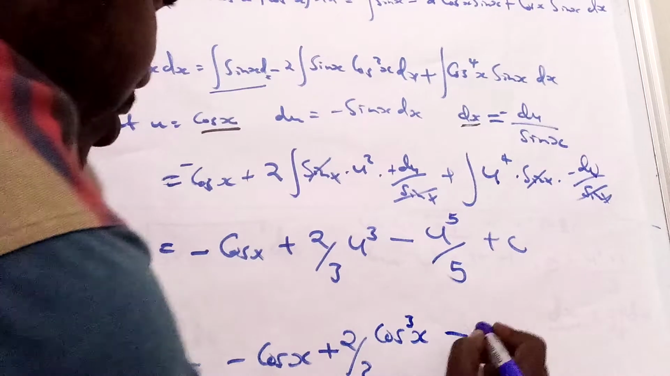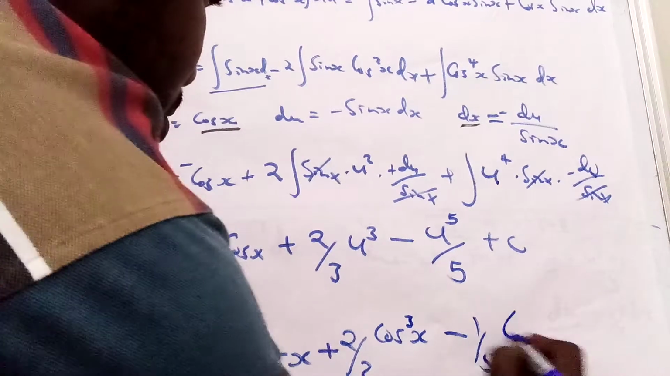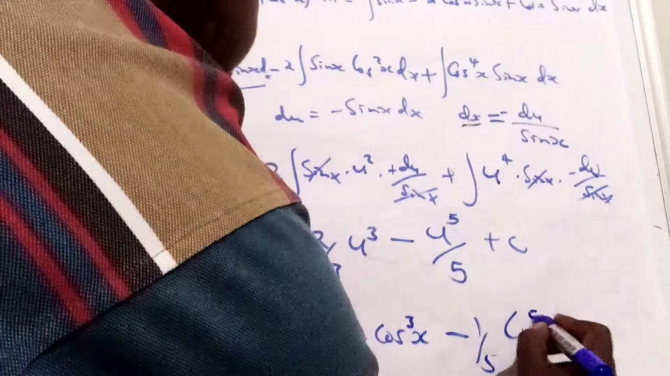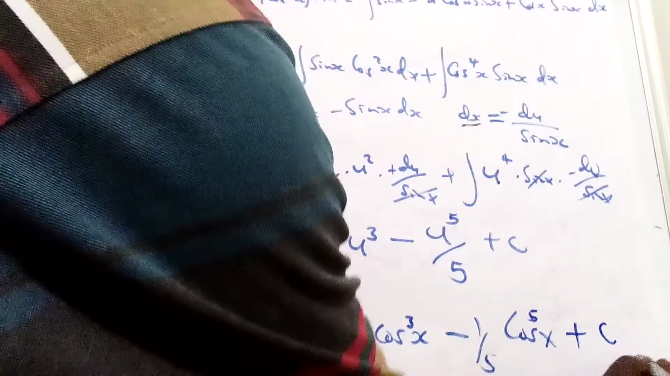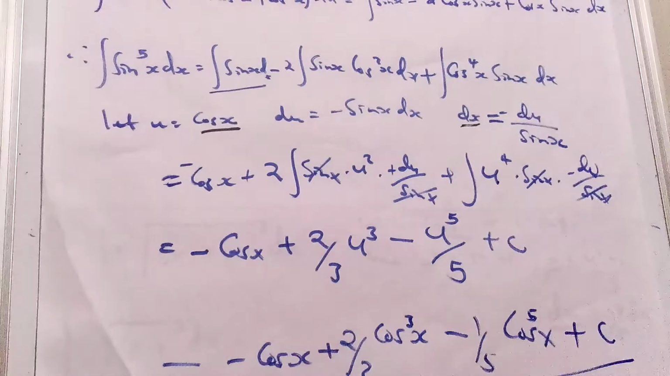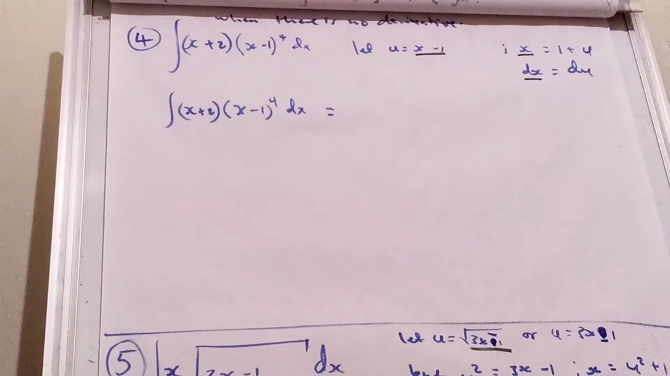Cos x cubed, cos x to the power 5 of x plus a constant. So basically, those are the numbers where it's easy for us to identify a function and a derivative. We have only 2 more examples to finish the change of variable.